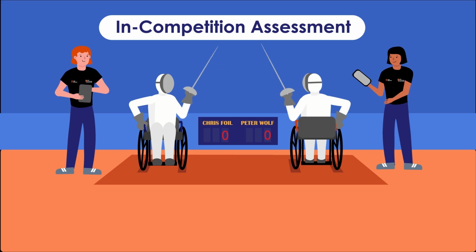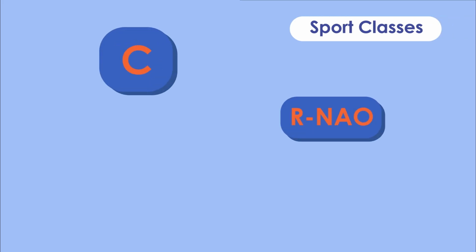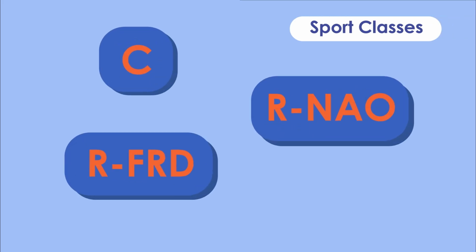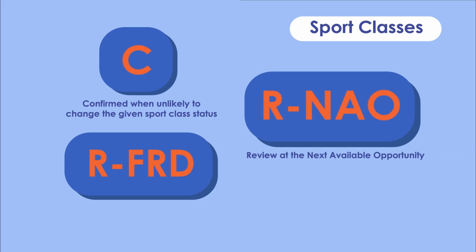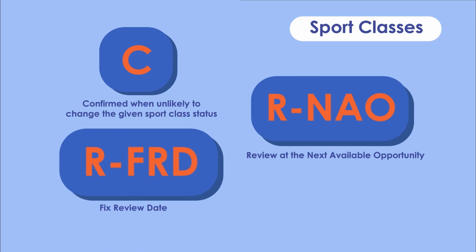During the competition, as part of the sport class assessment, the classification panel will observe the athlete. This makes sure the sport class given by international classifiers is the right one. Also at stage 4, after the observation assessment, a sport class status will be given. These are some examples of the sport class status that can be given. C equals confirmed when unlikely to change the given sport class status. RNAO equals review at the next available opportunity, e.g. if an athlete is on the boundary of 2 classes. RFRD equals fixed review date, e.g. if an athlete is under the age of 18.